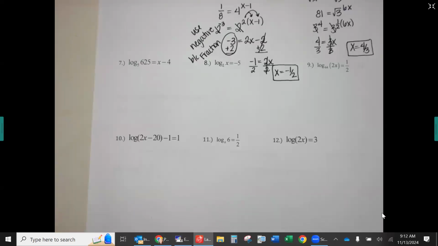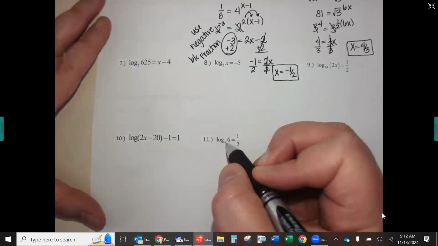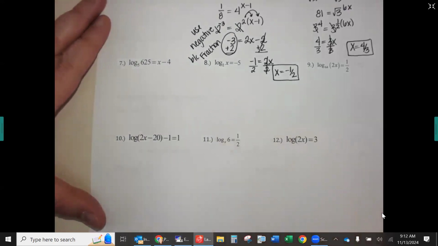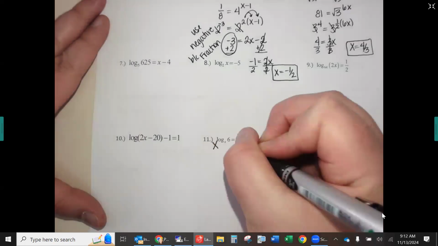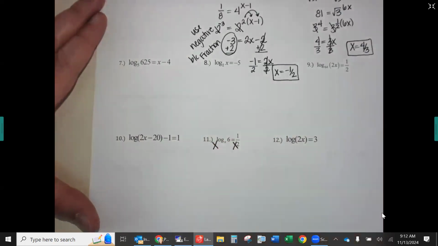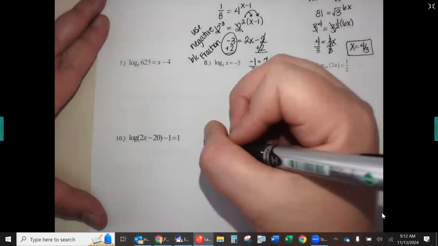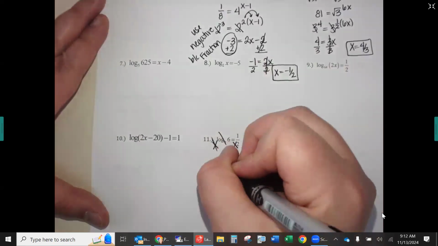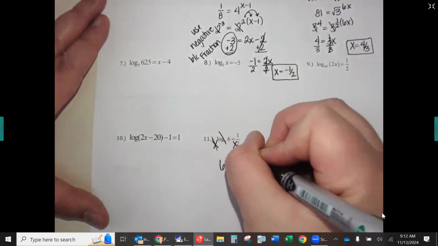Let's do number 11. What is my little in the log? Log little what for number 11? Log little x. Then how do I get rid of log little x? I use a big X. And my big X and my log little x are going to cross out. So I have 6 equals x up to the half.